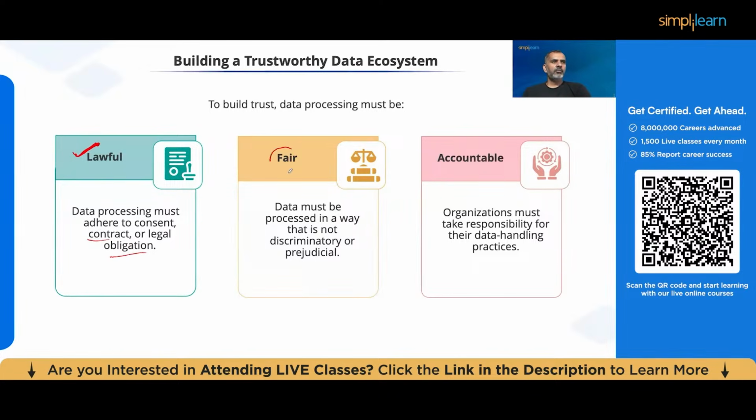Then second is fair. Data must be processed in a very fair way. There should not be any bias, discrimination, or prejudice introduced in the data processing. An organization must take proper responsibility for data handling practices. So if any data breach or data issue happens, someone should be there to take the responsibility and fulfill the accountability of the system, right?